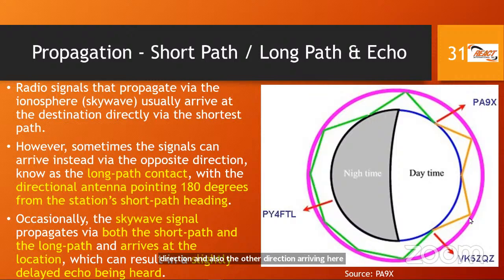Obviously, when it's going via the short path, it will reach quicker, and via the long path, it will take just slightly longer. Yes, it's traveling about the speed of light, but it'll still take a little bit longer to get here. And that is perceived by the amateur radio operator here that's listening or receiving as an echo. So that's an exam question. The skywave signal propagates via both the short path and the long path, and it arrives at the location, which can result in a slightly delayed echo being heard. Right? So exam question.